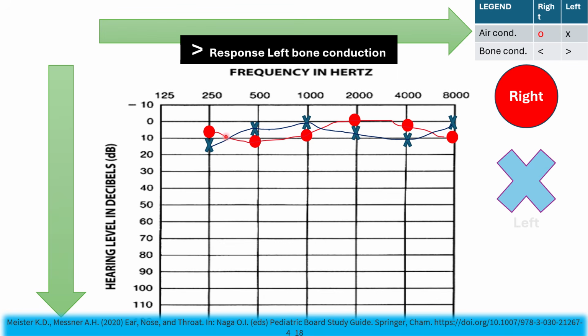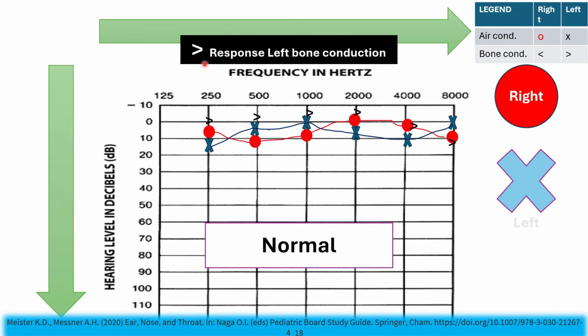So the air conduction test result from the right ear is normal, and the air conduction test result from the left ear is normal. Of course, 100% if the air conduction test is normal, the bone conduction test will be normal as well. The symbol of greater than represents the response from the left bone conduction. As you see here, the bone conduction, as we mentioned in the previous slide, is normal. So you have air conduction normal, and of course the bone conduction is normal as well. This is a normal audiogram.